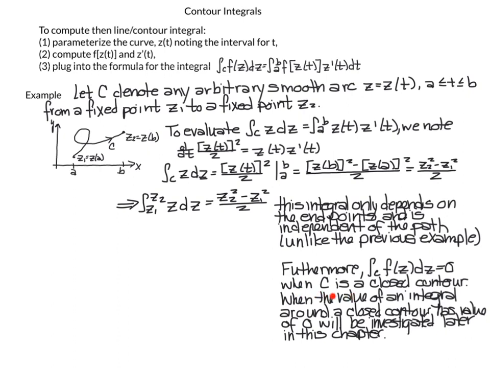And so, when the value of an integral around a closed contour is 0, we're going to investigate that later on in this chapter. But mostly, this example is to give you a contrast to our previous example, where different curves will give you different values for the integral. This function here will not. It's totally independent of the curve.